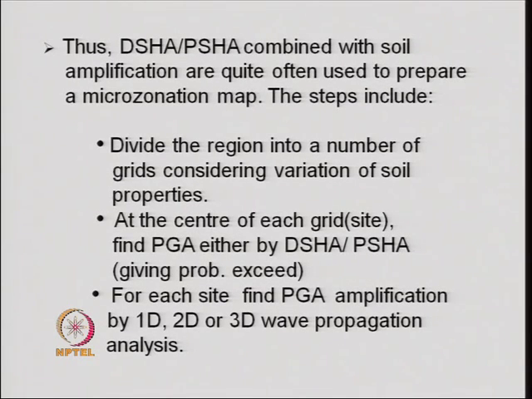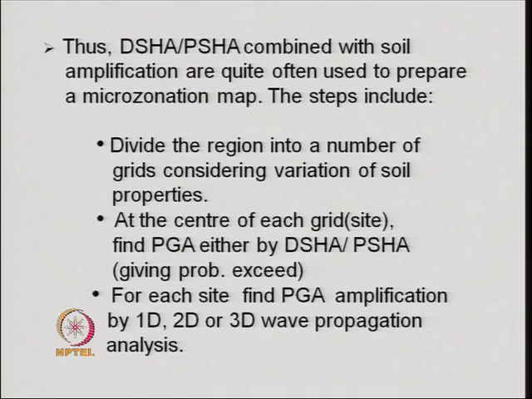DSHA or PSHA combined with soil amplification are quite often used to prepare a microzonation map. The steps include: divide the region into a number of grids considering variation of soil properties, as I have shown here. Then at the center of each grid, find PGA either by DSHA or PSHA procedure, giving the probability of exceedance in the case of PSHA. And then for each one of the sites, that is the center of the grid, one can find out the PGA amplification by performing a one-dimensional, two-dimensional, or three-dimensional wave propagation analysis. That is what we discussed before.